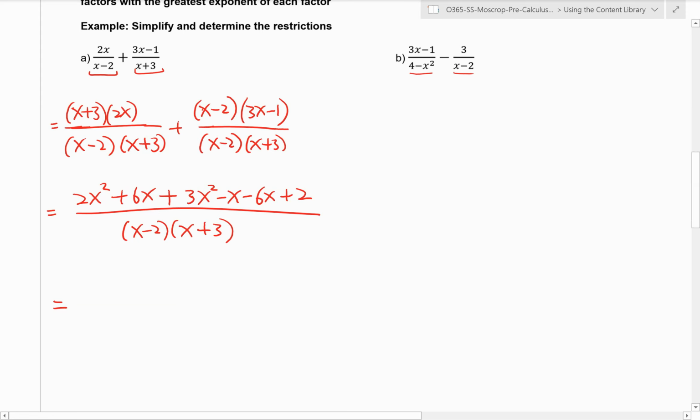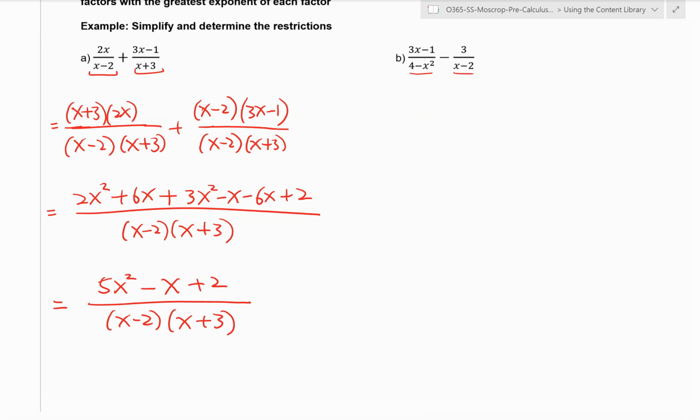Collect like terms. 2x squared plus 3x squared is 5x squared. That's 6x minus 6x, so that's negative x. And you still have the plus 2 at the end. And your denominator does not change. I wouldn't recommend you expand the denominator. In fact, you should try to factor the numerator if possible. Obviously not every single time will you be able to factor, but sometimes it's factorable. And once you've factored it, sometimes you can actually reduce the numerator and the denominator. Not always, but it does happen sometimes.